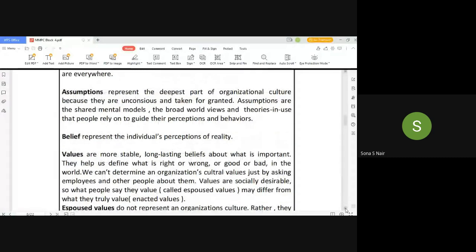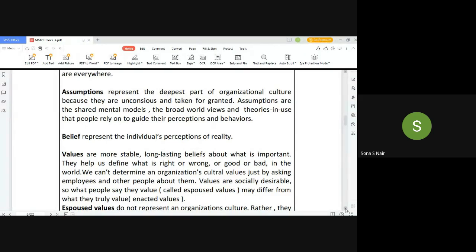What are assumptions? Assumptions represent the deepest part of the organization culture because they are unconscious and taken for granted. Assumptions are shared mental models, the broad worldviews and theories in use that people rely on to guide their perceptions and behavior. So we all have our own assumptions, and on the basis of those assumptions, we look at the world and understand the meanings of things happening around us.